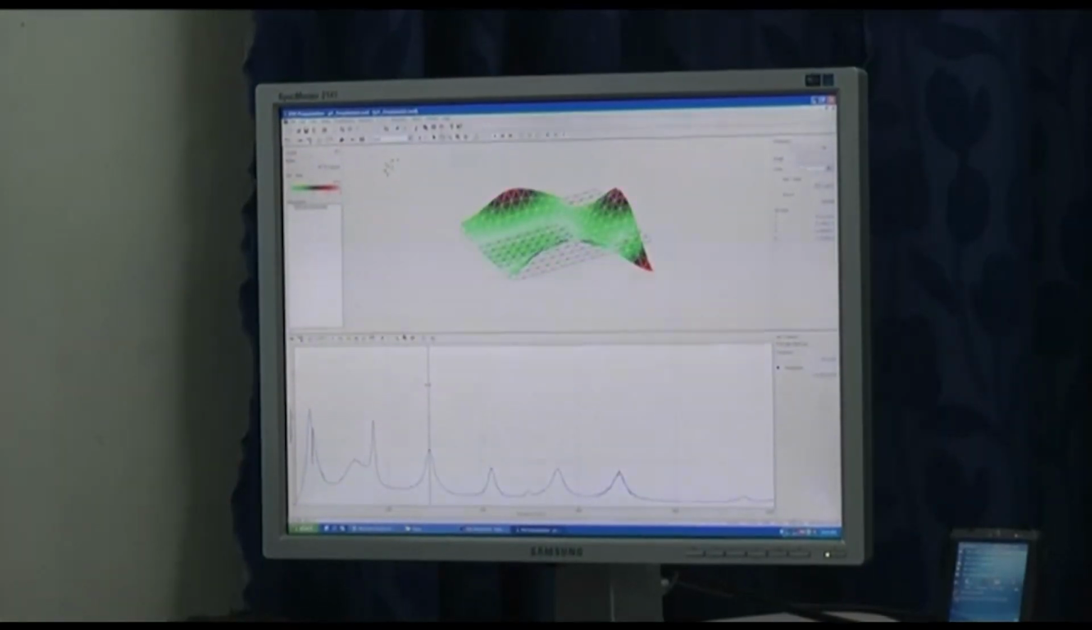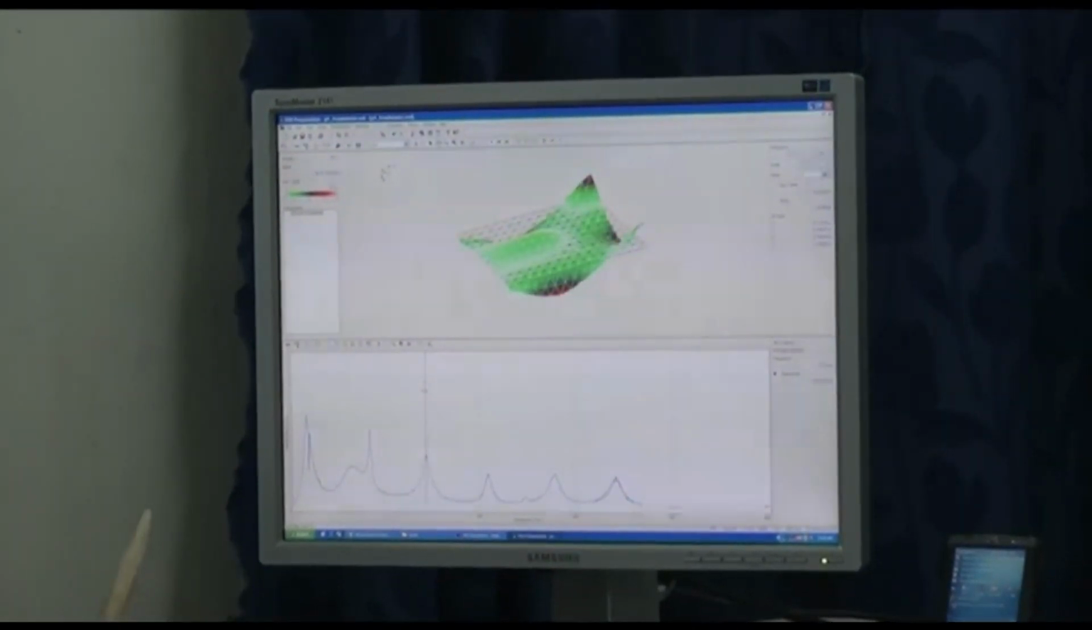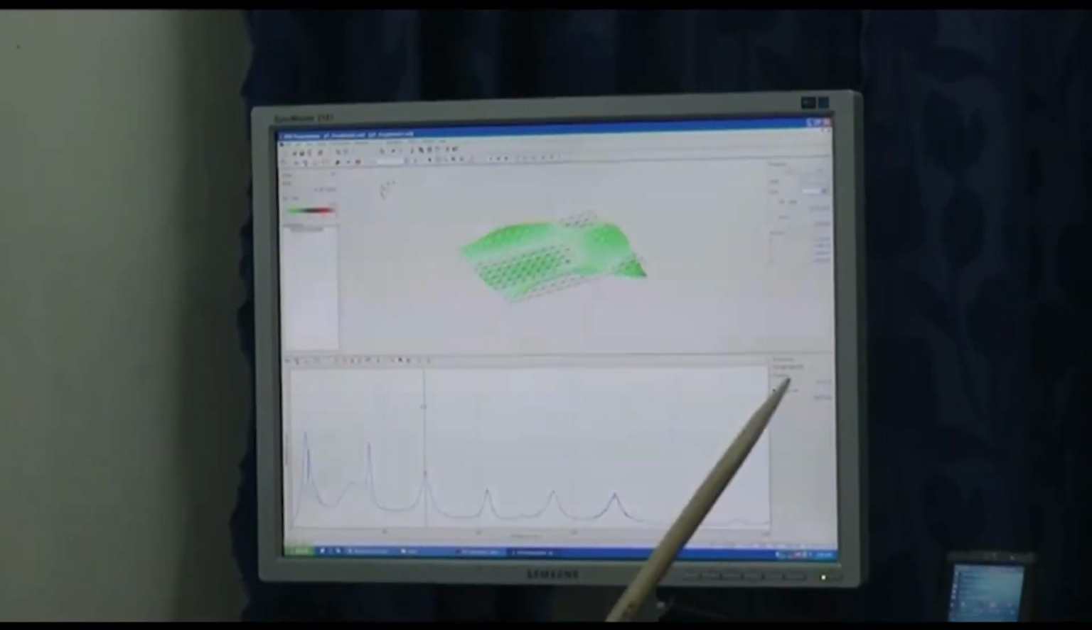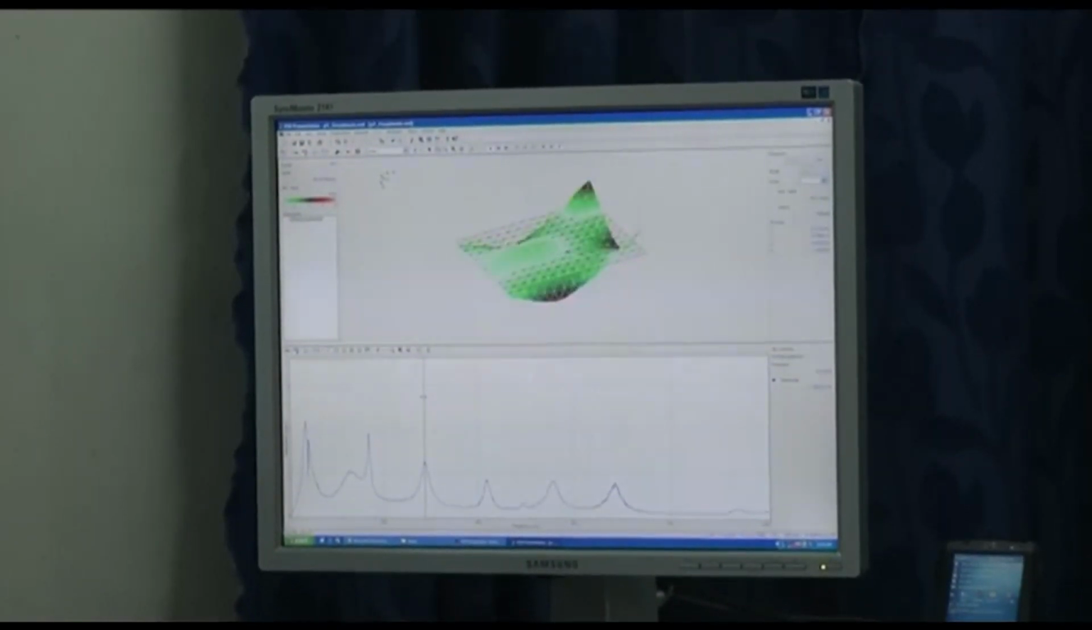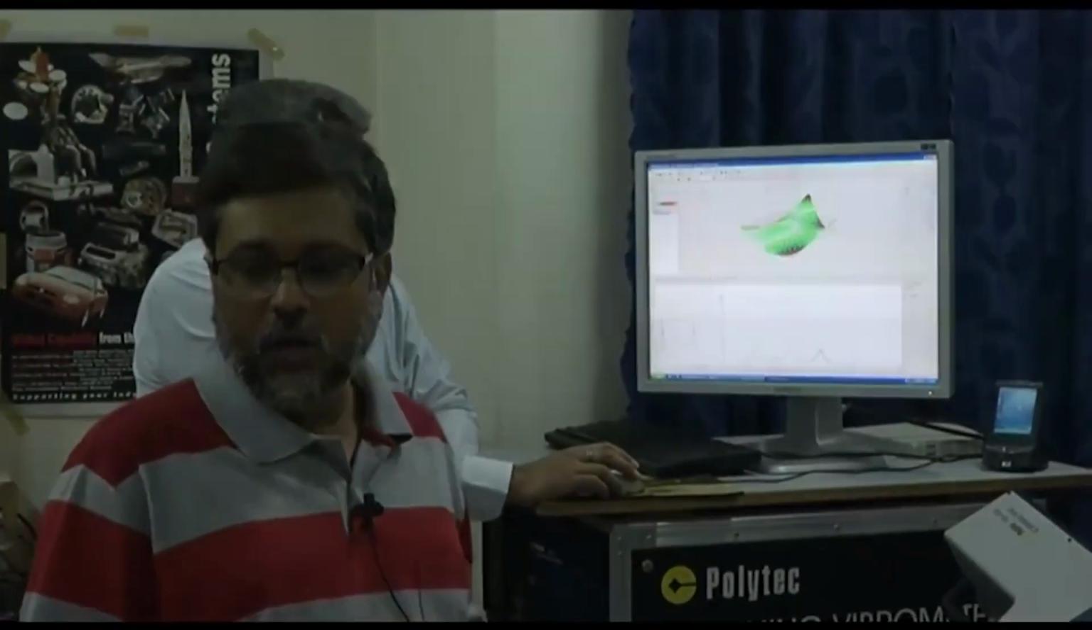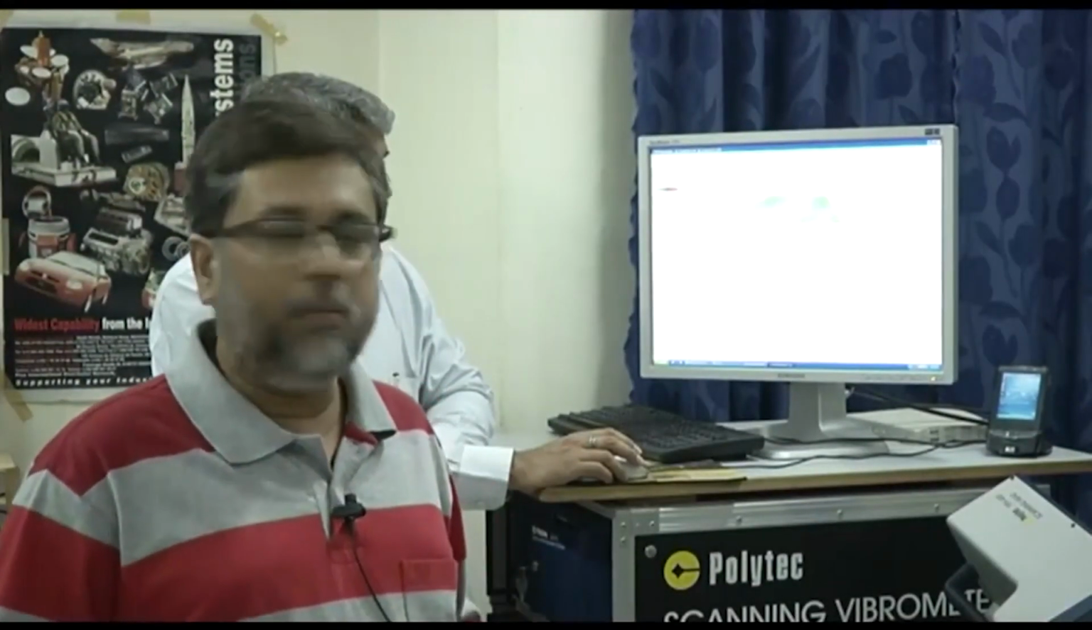Now what help is it for us? One is that we get the natural frequencies. These natural frequencies are directly correlated with the modulus of elasticity of a material. So thus we can actually find out the modulus of elasticity of a material.